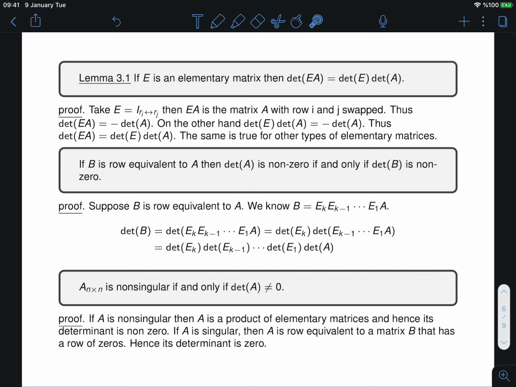Okay, but on the other hand, we know that this matrix has determinant -1. Why? Because we have seen this in the previous slide, right? So this is -1 and this is determinant A, so this is minus determinant A. So both sides are equal, okay? And this is also true for other types of elementary matrices. Let me just give you an example regarding this thing that we did here.